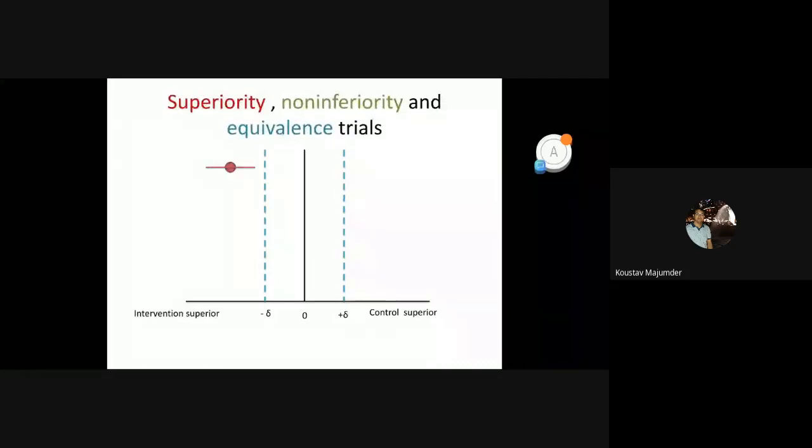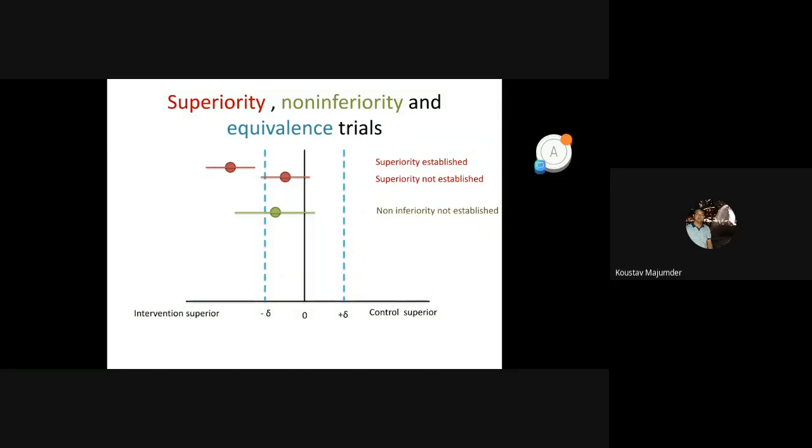For a superiority trial, if the mean and the confidence interval lie below minus delta, superiority is established. Even if it is within the delta margin, superiority is established. But for any mean whose confidence interval cuts the line of equivalence, superiority is not established. For a non-inferiority trial, if the mean lies within the non-inferiority margin, but the upper limit of the confidence interval cuts the equivalence line, then non-inferiority is not established.